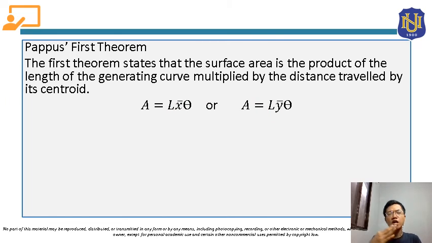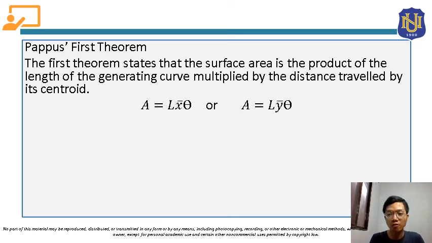If the axis where we are going to revolve the composite figure is the y-axis, what we need is the x coordinate. But if the composite line or curve will be revolved about the x-axis, what we need there will be ȳ, the y coordinate.